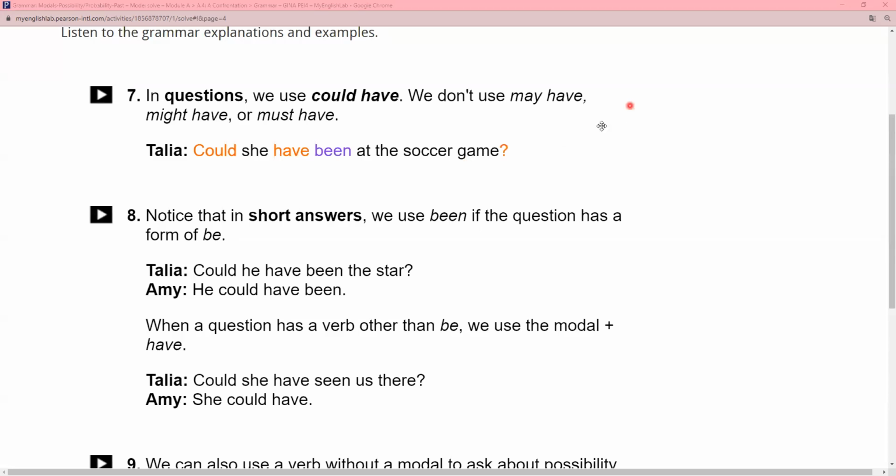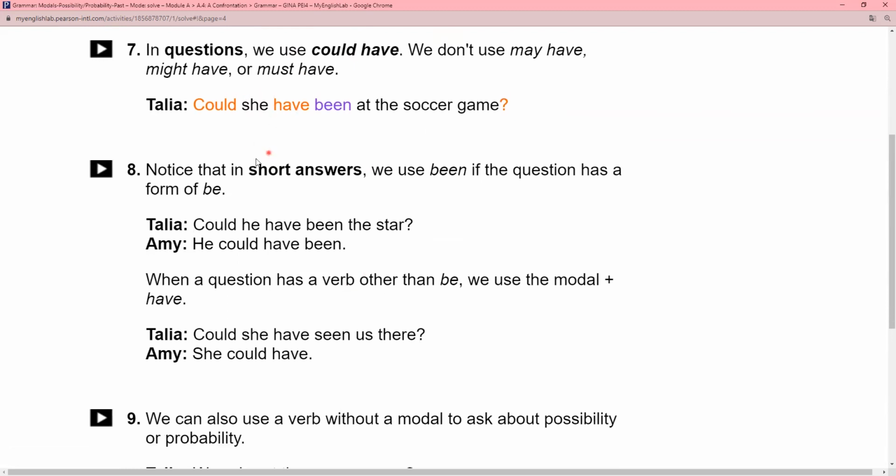Okay. So we're going to continue with the structure. Could is for questions, right? We're going to place the modal at the beginning. Then the subject, the auxiliary, and the verb in its participle form plus the question mark. Okay? You can also use not, for sure.